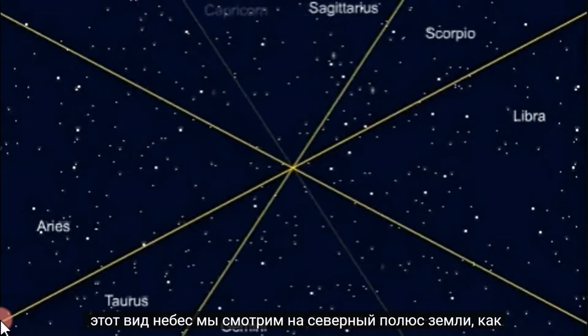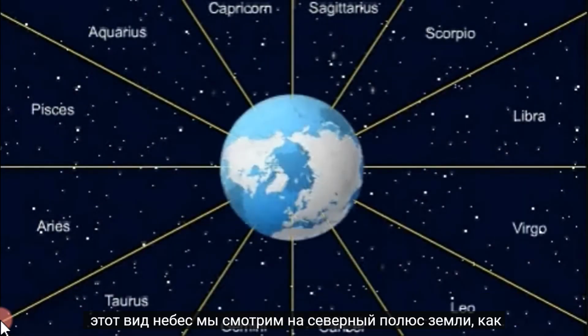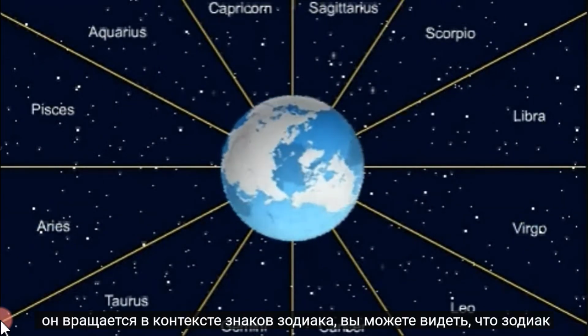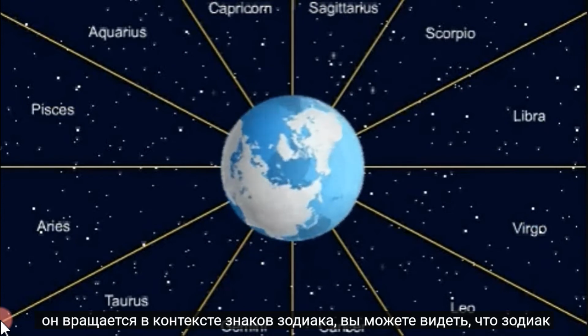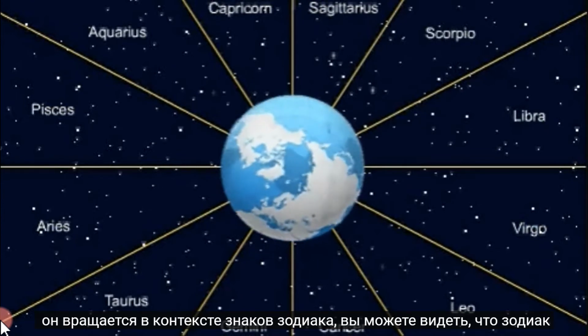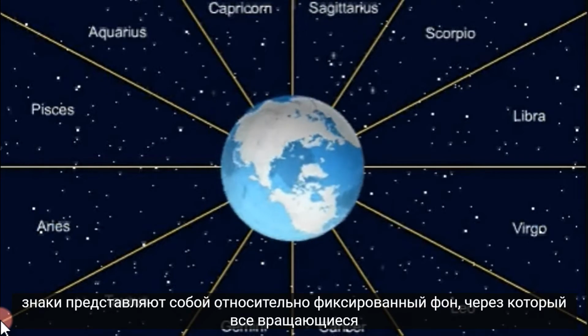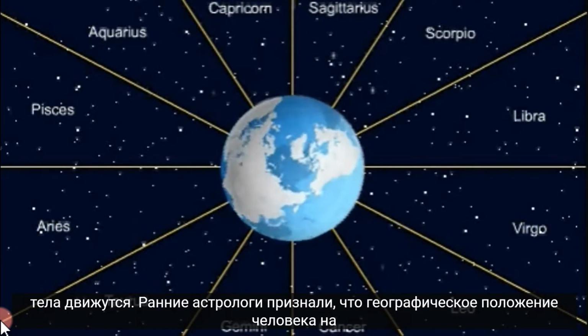Houses are vital to chart analysis, contributing about 50% to a chart's meaning. In this view of the heavens, we are looking down at the north pole of the Earth as it rotates within the context of the zodiac signs. You can see that the zodiac signs constitute a relatively fixed backdrop through which all orbiting bodies move.